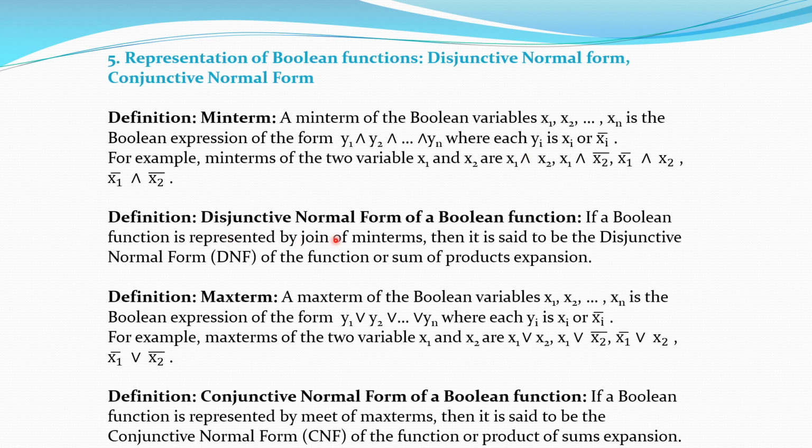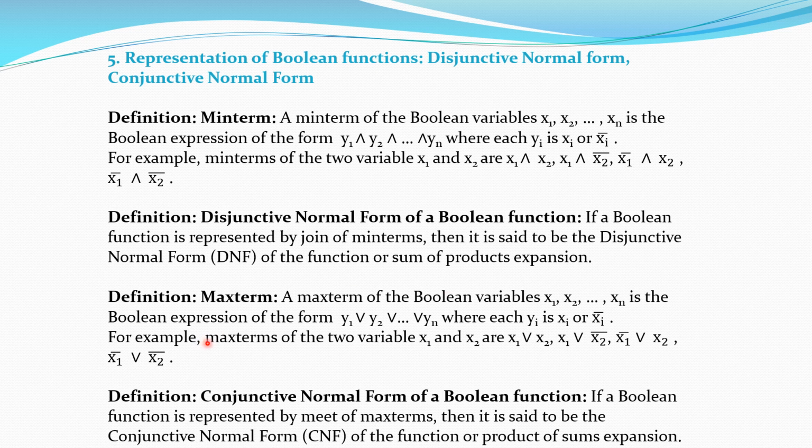Now disjunctive normal form of a Boolean function. If a Boolean function is represented by join of min terms, then it is said to be the disjunctive normal form DNF of the function, or sum of products expansion.